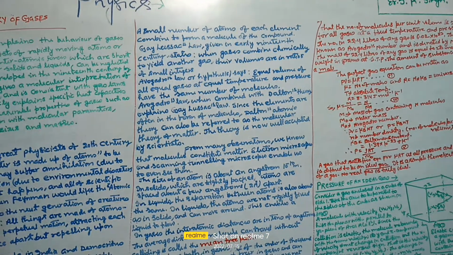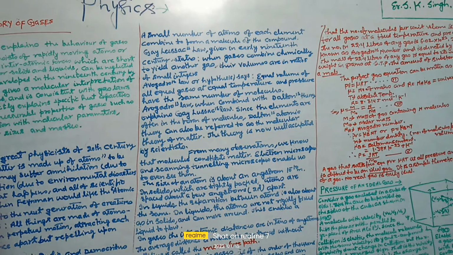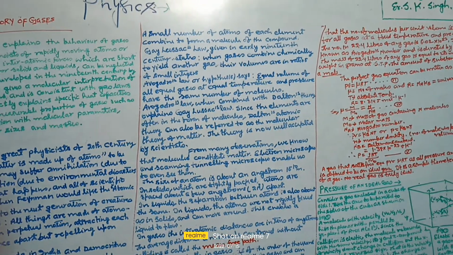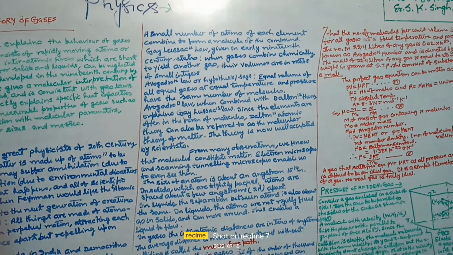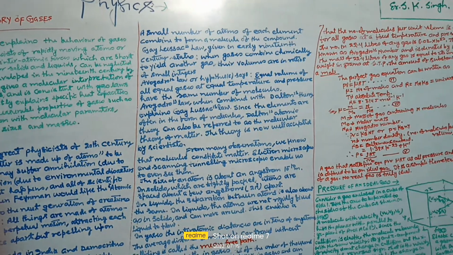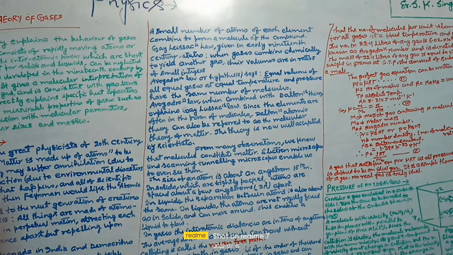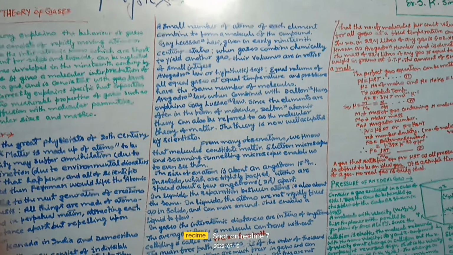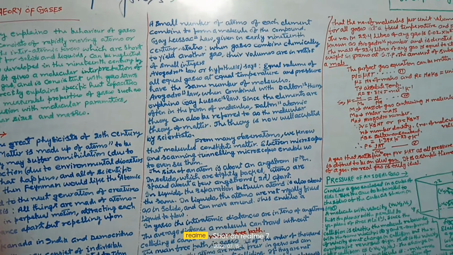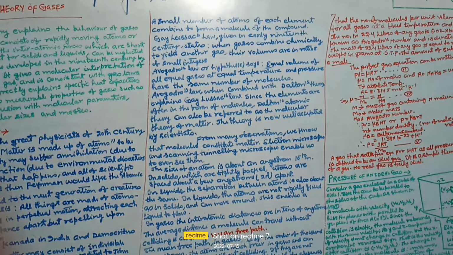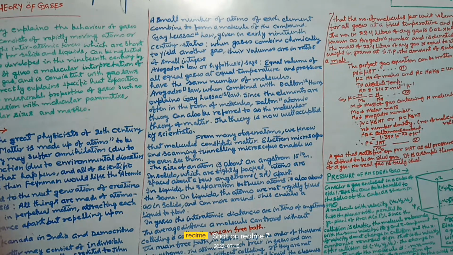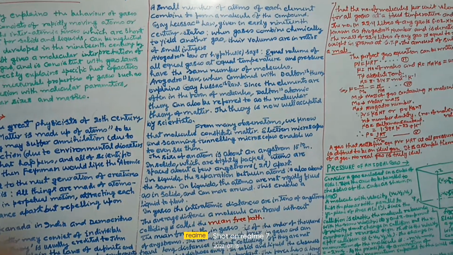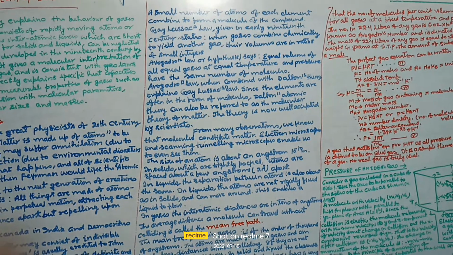Since the elements are often in the form of molecules, Dalton's atomic theory can also be referred to as the molecular theory of matter. The theory is now well accepted by scientists. From many observations, we know that molecules constitute matter. Electron microscope and scanning tunneling microscope enable us to even see them. The size of an atom is about an angstrom, 10 to the power minus 10 meter.